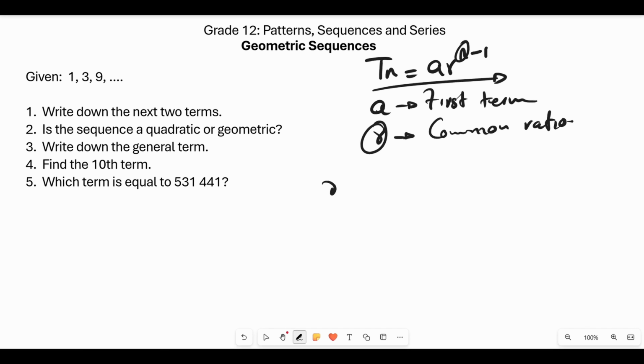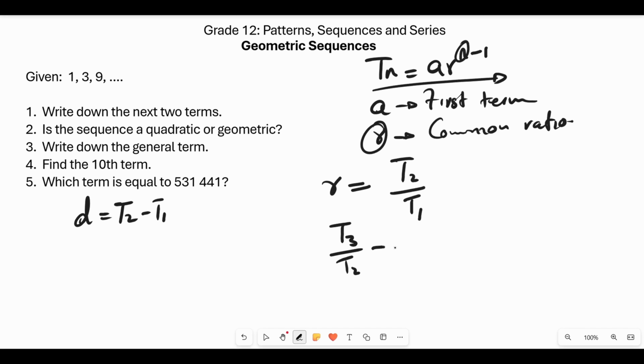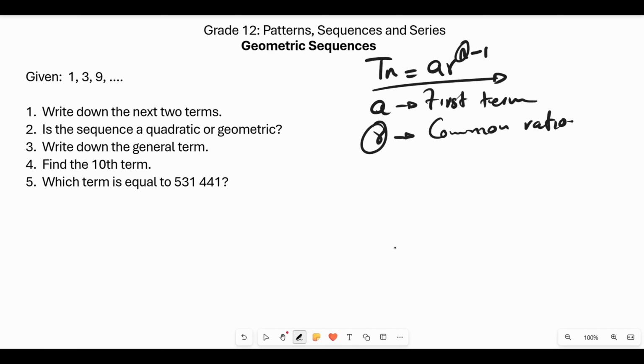So how do we go about this one? R, if you can remember with your common difference, with the linear or arithmetic one, it was term 2 minus term 1. Then in this particular case, it's going to be term 2 divided by term 1. How do you prove that it is a geometric? You're going to have to say that term 3 over term 2 must be equal to term 2 over term 1. So you're going to see that once we start exploring the questions in the given example on the left. So let's get into it.